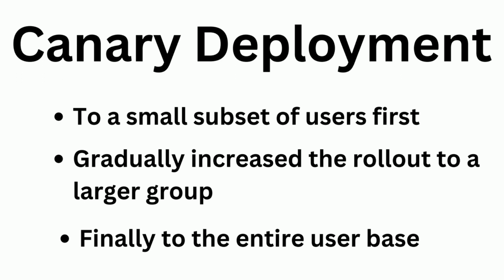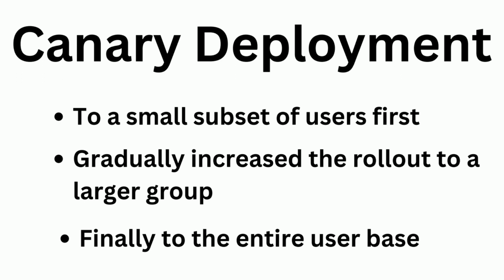New version of the application is built and tested. A new version of the application is developed and thoroughly tested in a staging environment to ensure that it meets the desired quality and performance standards. Gradual rollout to a small subset of users. The new version of the application is deployed to a small subset of users, such as 5 to 10% of the total user base. This group is chosen to be representative of the wider user base, so that any issues that arise can be identified and addressed before wider deployment.